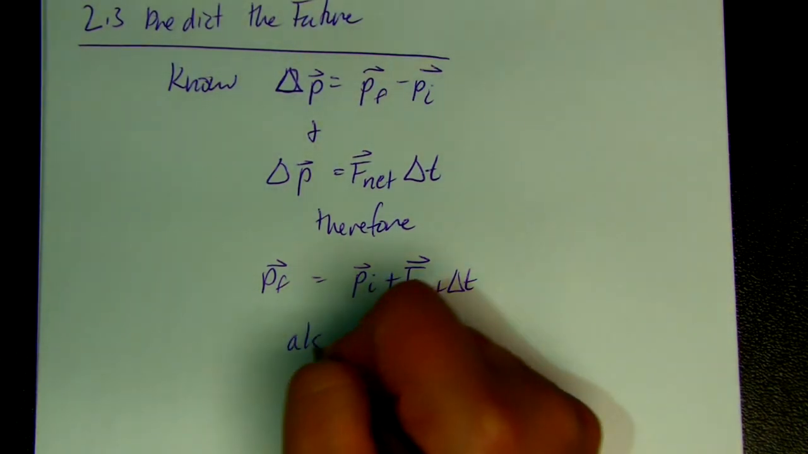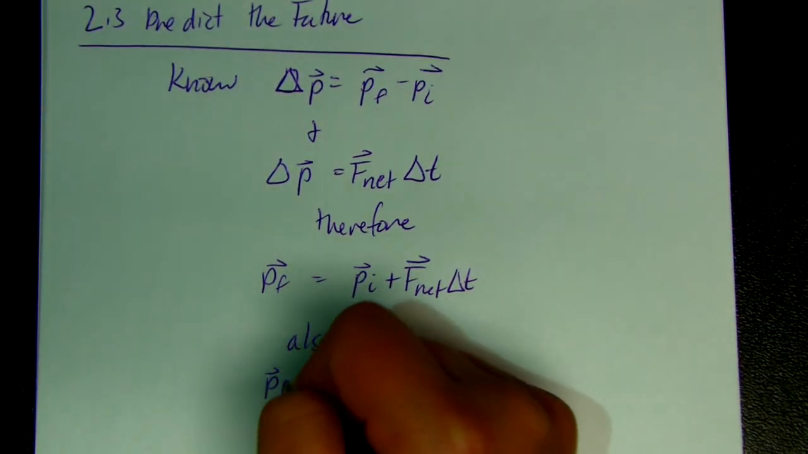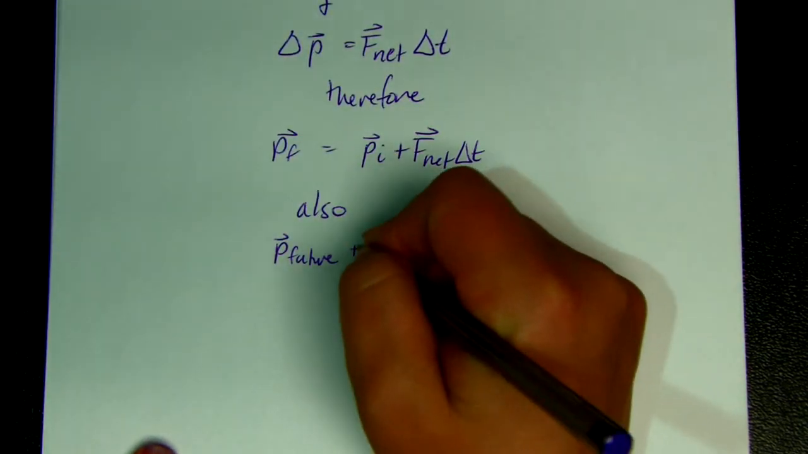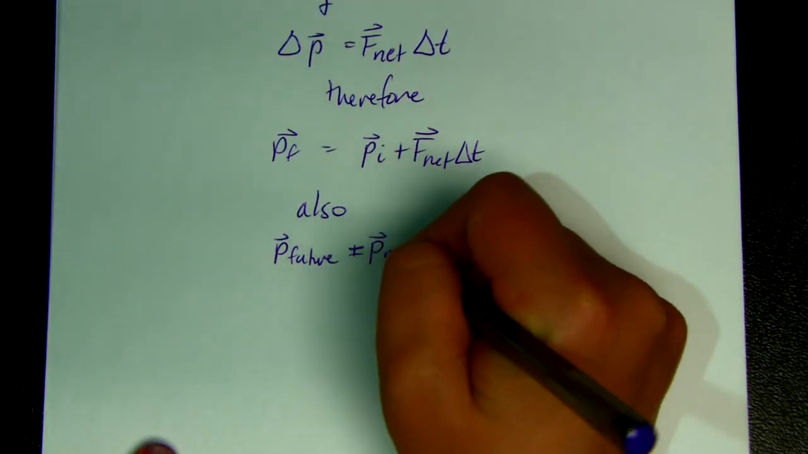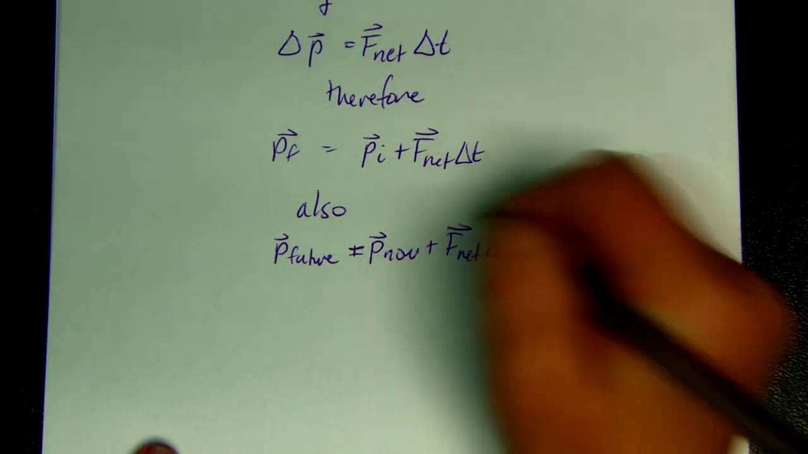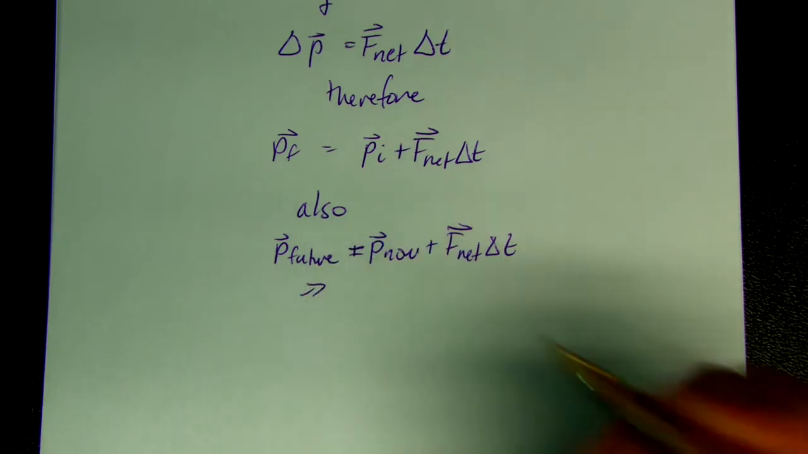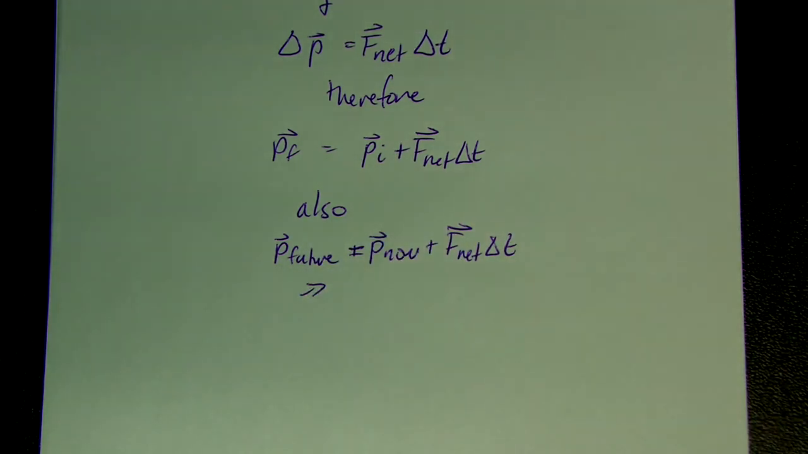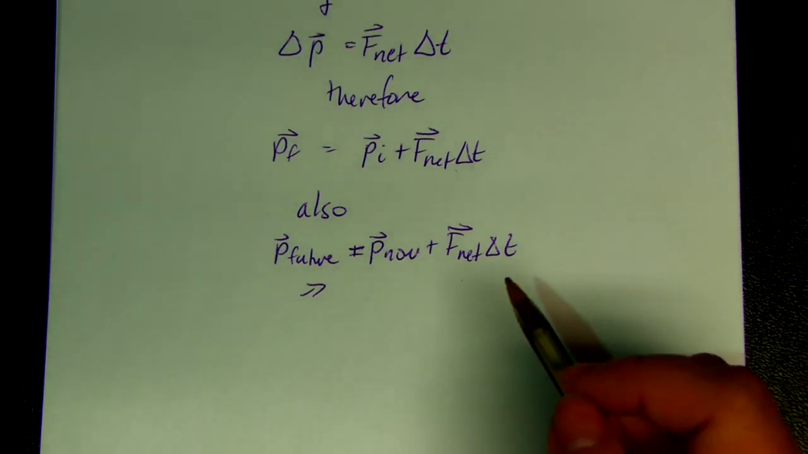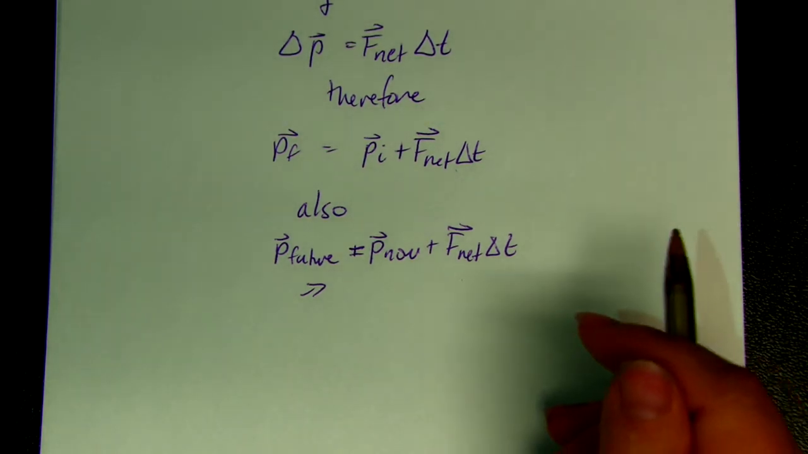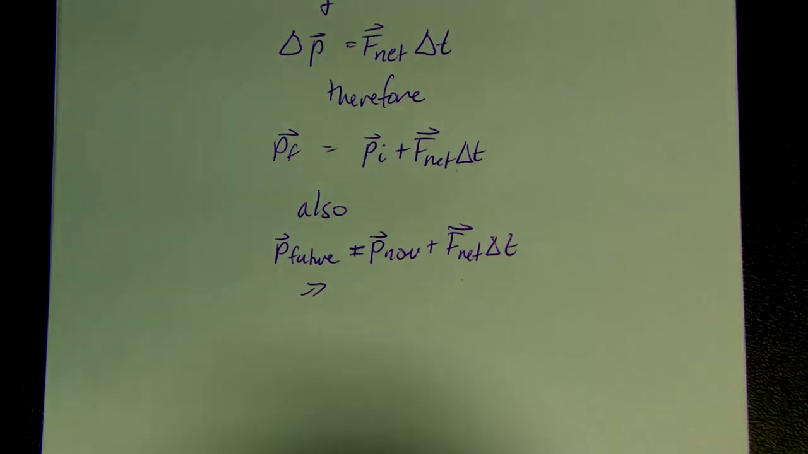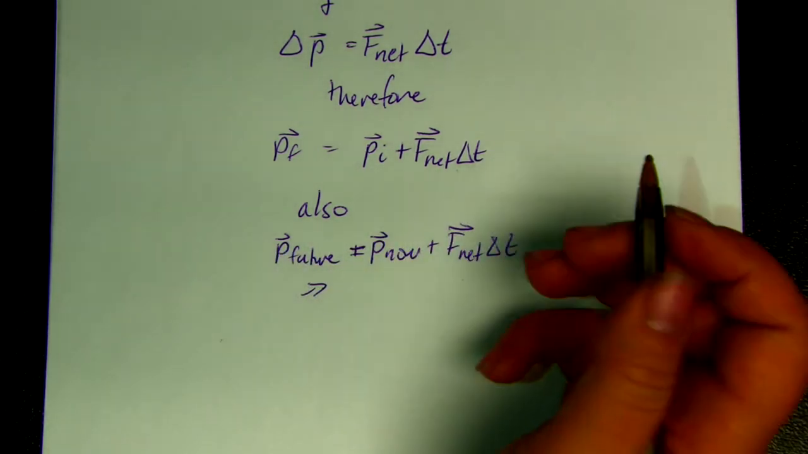Also, you might see this written as future momentum is equal to the momentum of the now plus F net delta t. This is a common convention used for the iterative method in your book, but these are identical, just different subscripts. Let's see how we can use this to go after what we want. It'll also give you a feel for just how powerful the momentum principle really is.